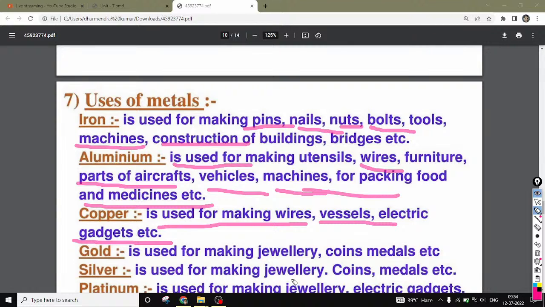Silver is used for jewelry, coins, medals, etc. Coins, which you use for buying something from the shops, giving to the shopkeeper, right? So these coins and medals, right? Medals are also given in schools, colleges and different placements.